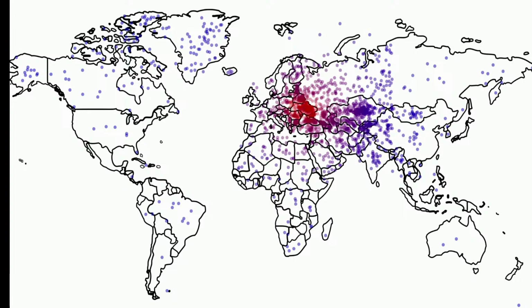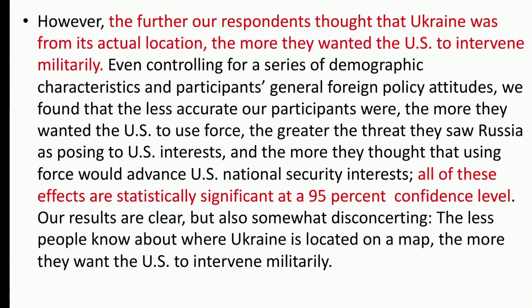Now, here's the interesting thing. When the researchers asked the question, how much do you feel like we should go to war over Ukraine? Here's the results. It turns out that the further our respondents thought Ukraine was from its actual location, the more they wanted to go to war, to have the U.S. intervene militarily. In other words, the more stupid you are, the more likely you are to want to go to war.